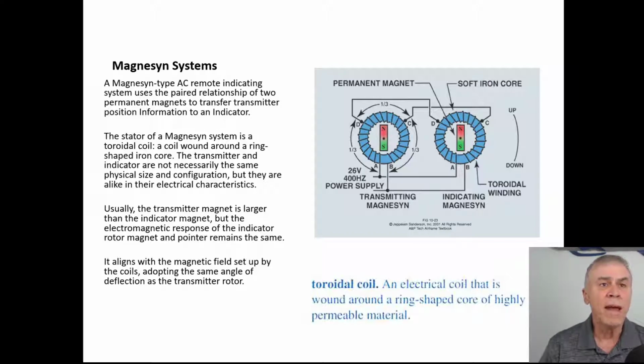The stator of a Magnesyn system is a toroidal coil, a coil wound around a ring-shaped iron core. The transmitter and indicator are not necessarily the same physical size and configuration, but they are alike in their electrical characteristics. So one could be much bigger than the other. Usually the transmitter is larger, mostly because it's got more space in the airframe somewhere. And then the indicator is going to be in the actual instrument case, so it's going to be pretty much under the 3-inch standard.